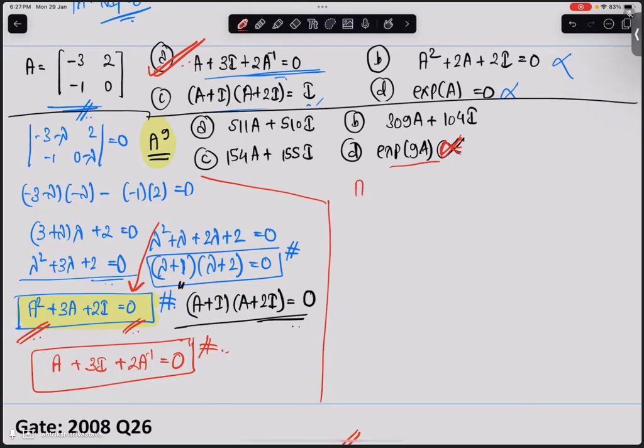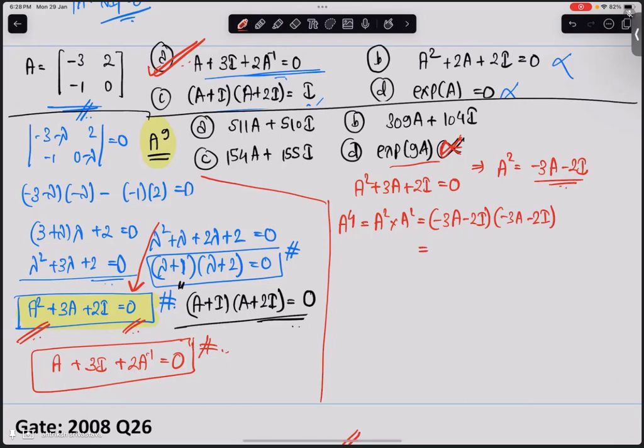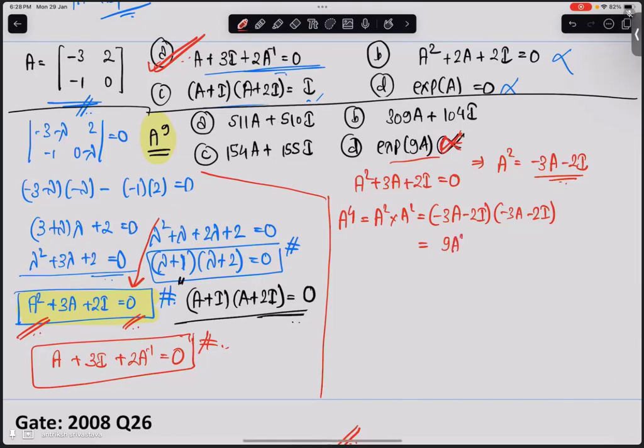See, we have A square plus 3A plus 2I is equal to 0. Now, we can write A square is equal to minus 3A minus 2I. Correct? Now, can we get A power 4 from this? Yes, we can get A square into A square. So, minus 3A minus 2I into minus 3A minus 2I. If you do the simplification, you will get 9A square plus 12A plus 4I.